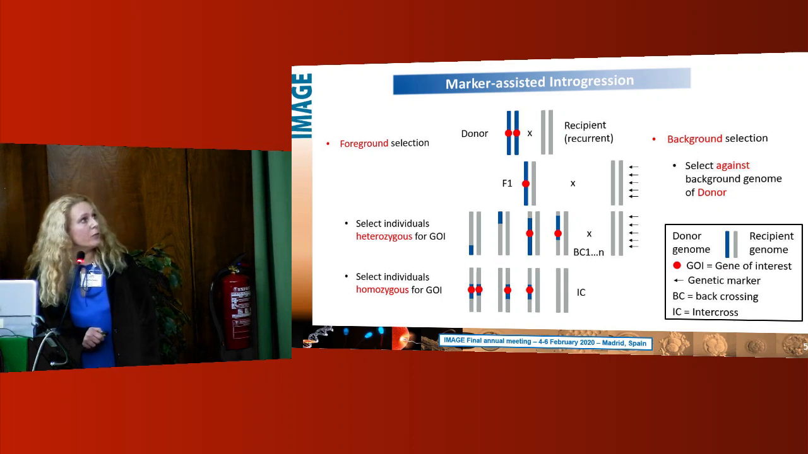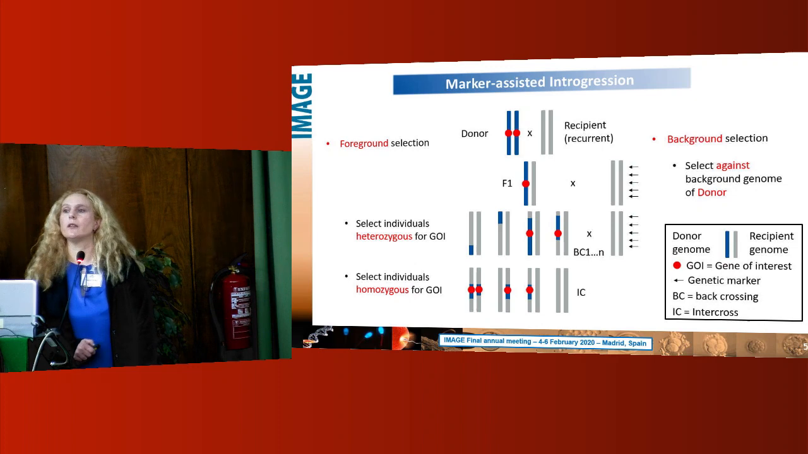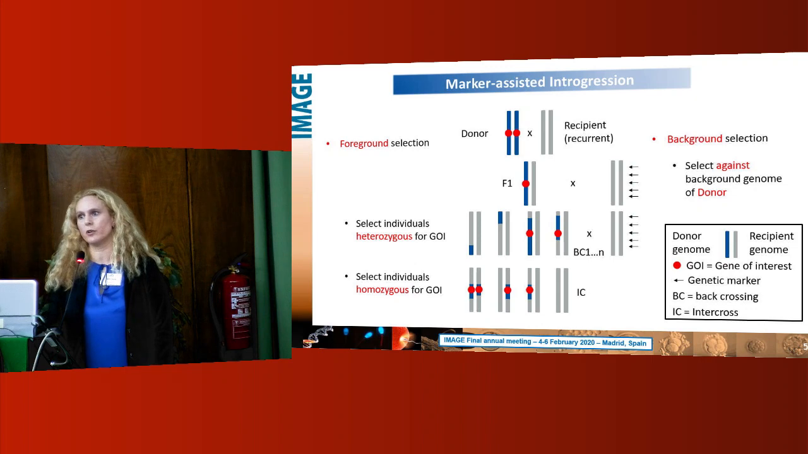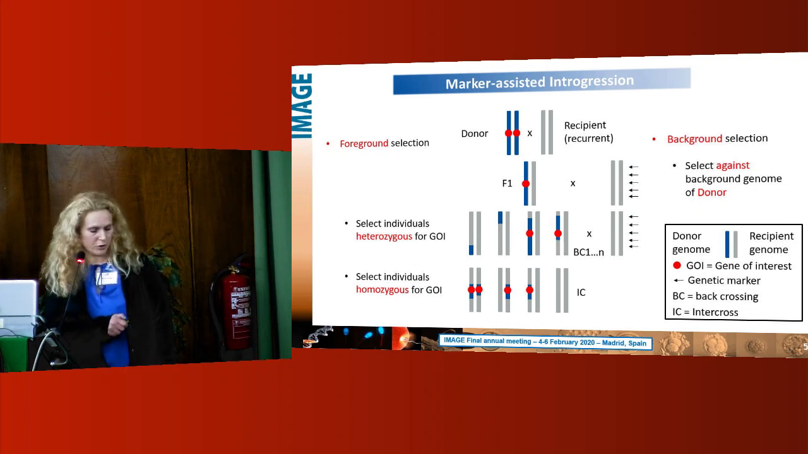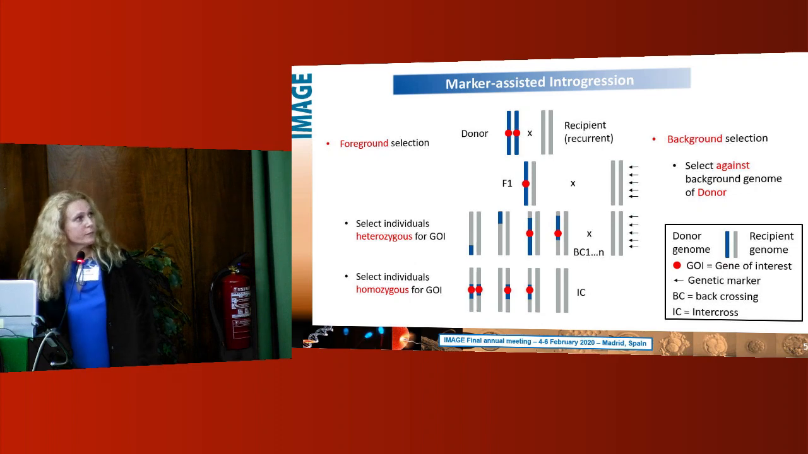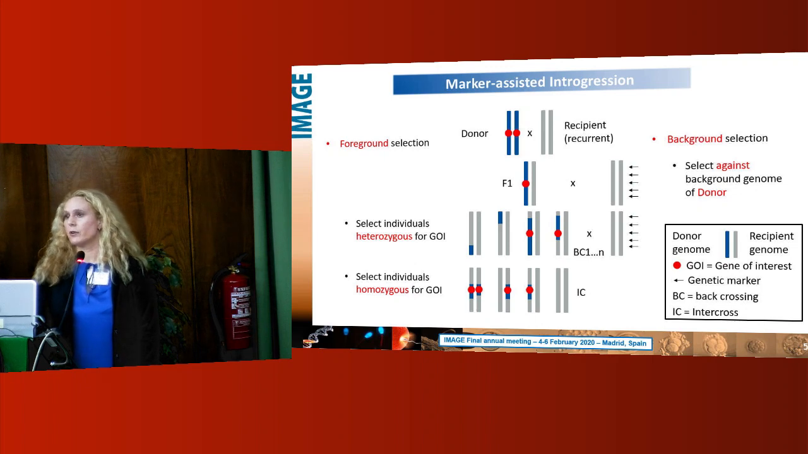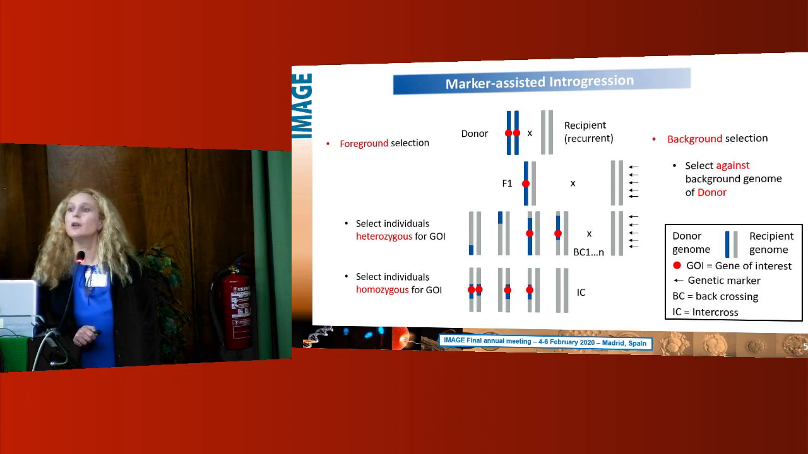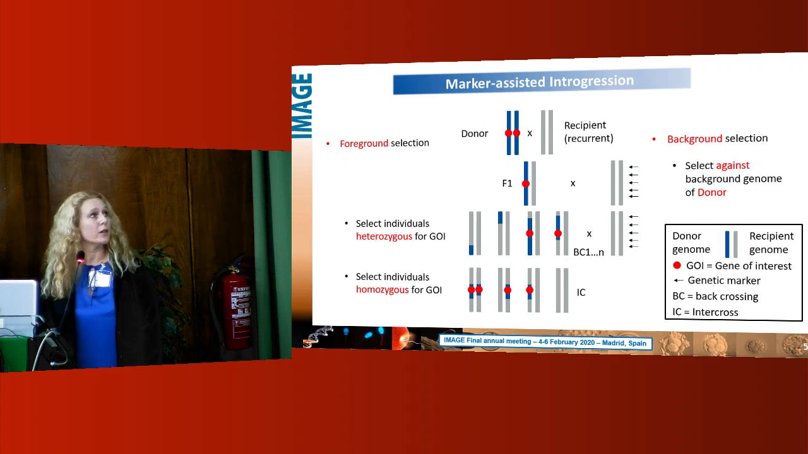Between generations, we observe recombination events. This means that there is a crossing over between both DNA strands, and we get chromosomes that are a mix of the donor genome, which is blue, and the recipient genome. To do this introgression very efficiently, we use markers that are distributed over the whole genome, and some alleles of these markers are specific for the donor, and other alleles are specific for the recipient.